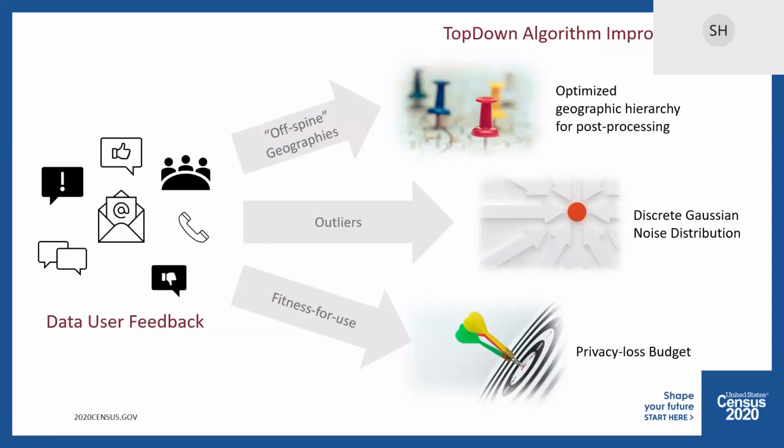And we have more information about that in the documentation that came out with the demonstration data, and we'll be doing a separate webinar that goes into this much more deeply. But what this did was it significantly improved the accuracy of the data for these non-tabulation geography entities like cities and places and school districts and so on. So that was one change.